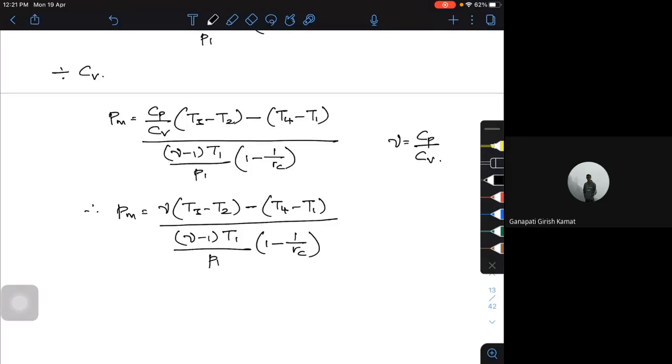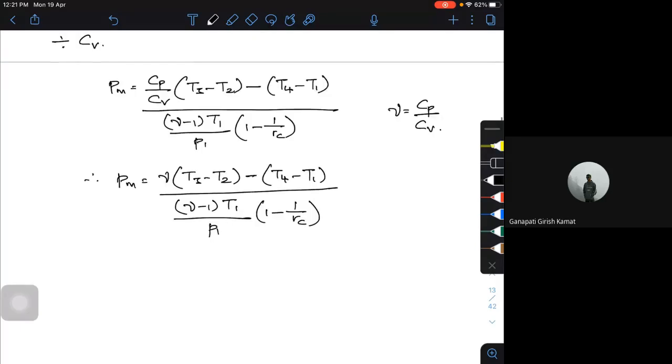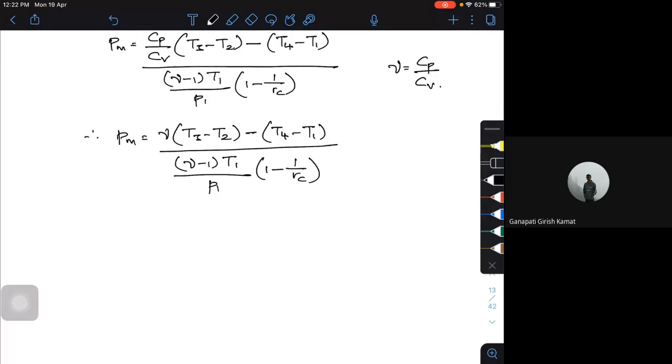Okay, so for the simplification, P1 is there in the denominator, I can take it as a numerator. So then gamma minus 1, all these things are there, I can simplify it further. This will become gamma by gamma minus 1, or I can take gamma inside, so I can simplify this. So I will write the further simplification.